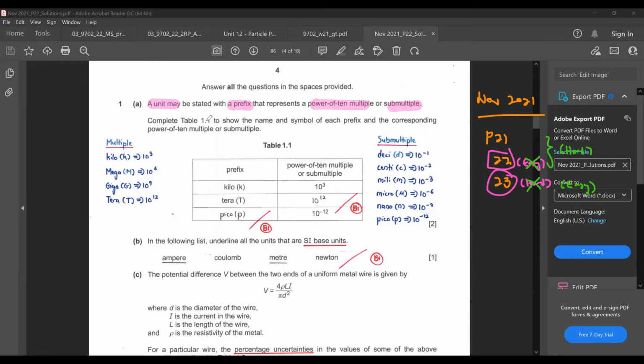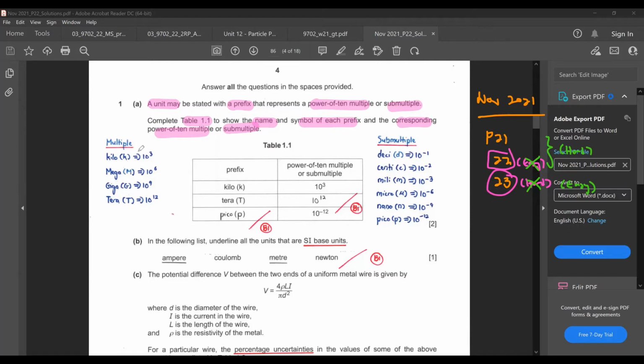submultiple. Complete Table 1.1 to show the name and symbol of each prefix and the corresponding power of 10 multiple or submultiple. So what you have here is just a simple multiple and submultiple question. You need to know the different values of the multiple and submultiple.